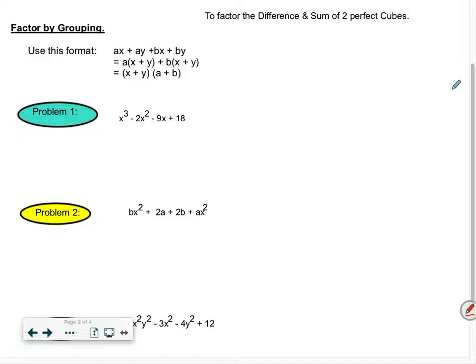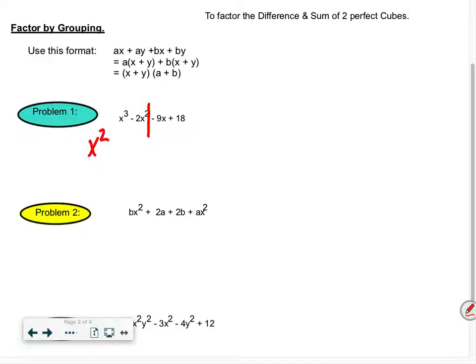So if I split it right here, do x cubed minus 2x squared have something in common? Yes. Do negative 9x and plus 18 have something in common? Yes. So then we're okay. If they don't have the same thing in common, then we're going to have to change it, but that's not going to happen here. Okay. So, what do x cubed minus 2x squared have in common? x squared. So I'm going to pull out an x squared.